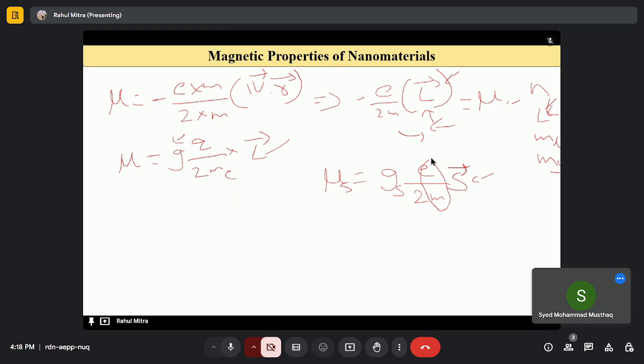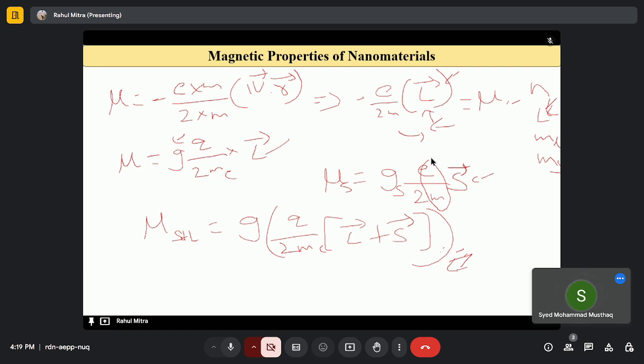So if I try to write the total magnetic moment from the orbital side, and also from spin, then it will be equal to mu s plus L, equal to g times, if I take g equals 2, then q by 2 times the mass of the electron, times L plus S. This is from both the orbital magnetic moment and the spin magnetic moment, right? And this is one case, and this is only purely arising from the material itself.